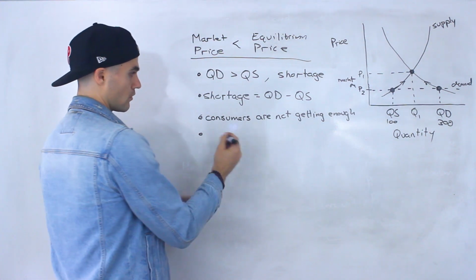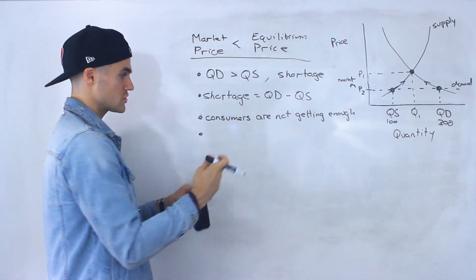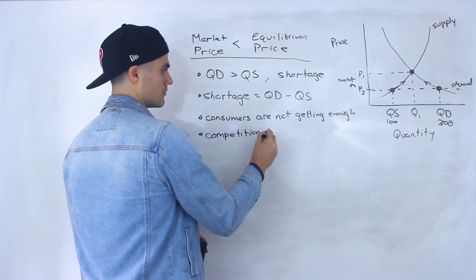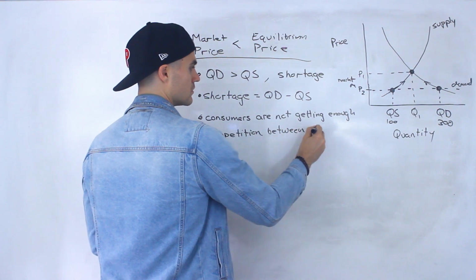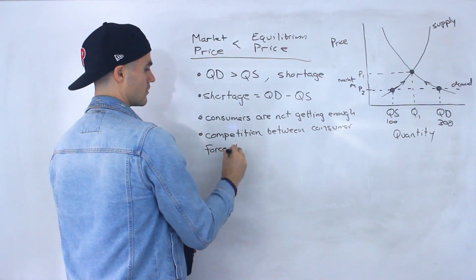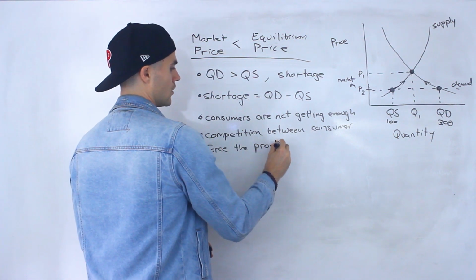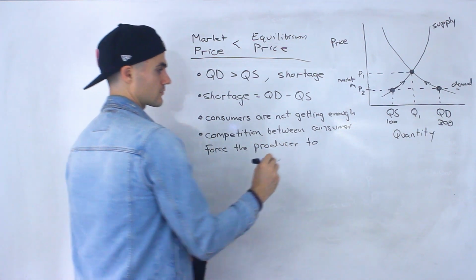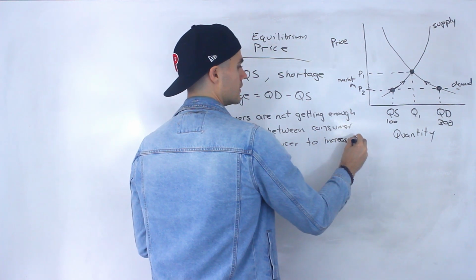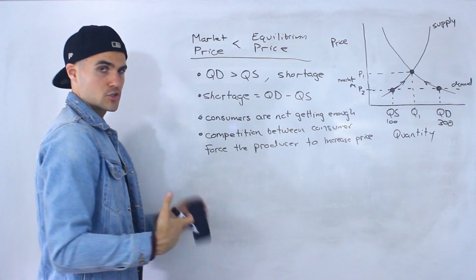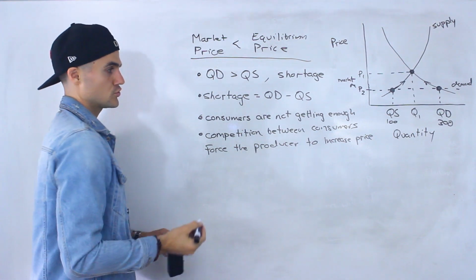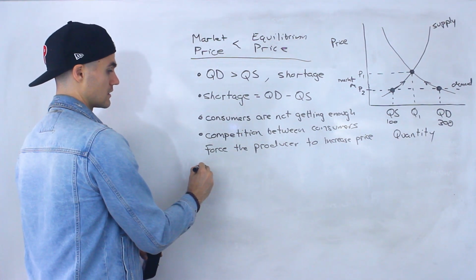And so that competition, quote unquote, between consumers, that excess demand, is going to force the producer to increase the price. Because again, they're trying to maximize profit. So the competition between the consumers is going to force the producer to increase the price.